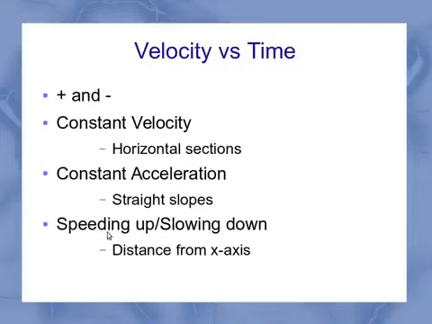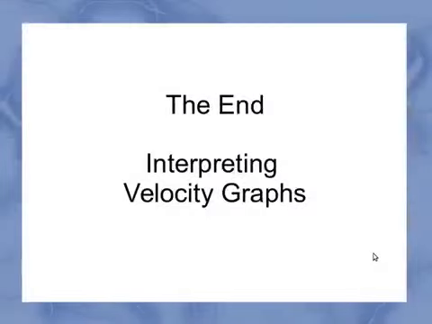And you can figure out speeding up and slowing down in terms of your distance from the x-axis. Speeding up, you move further from the axis. Slowing down, you're moving closer to that axis. So this just gives you a bit of an overview for what to look for when you're interpreting those velocity graphs.